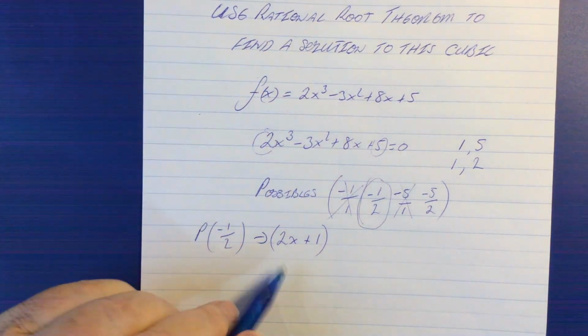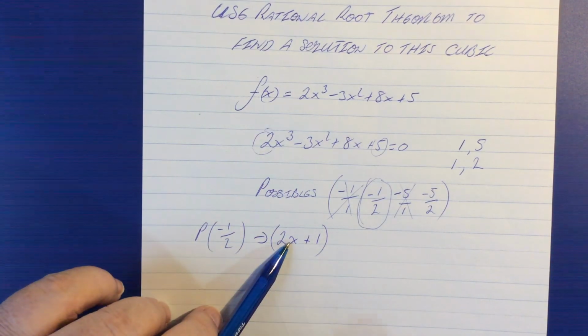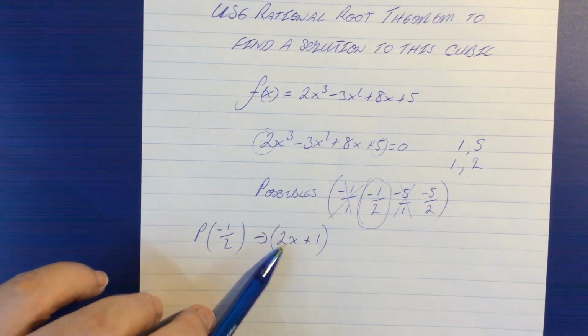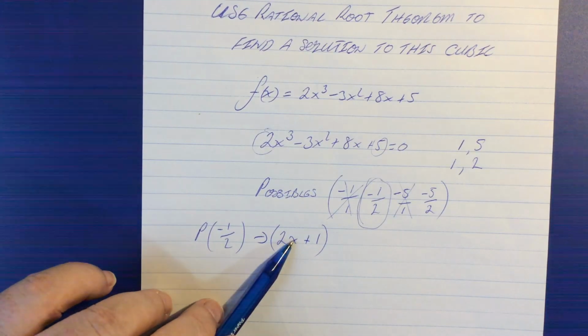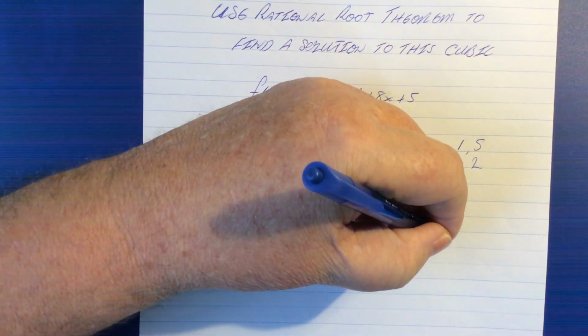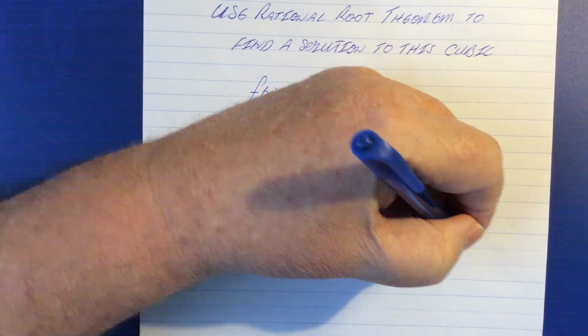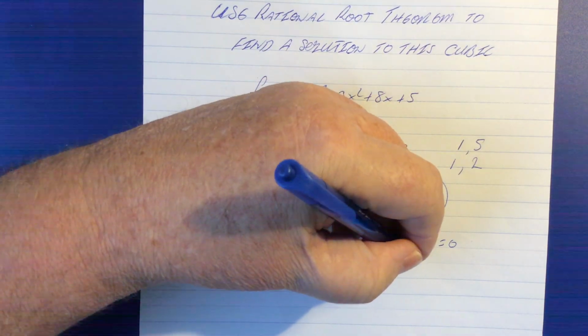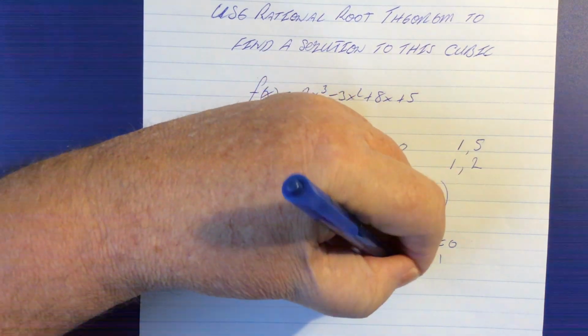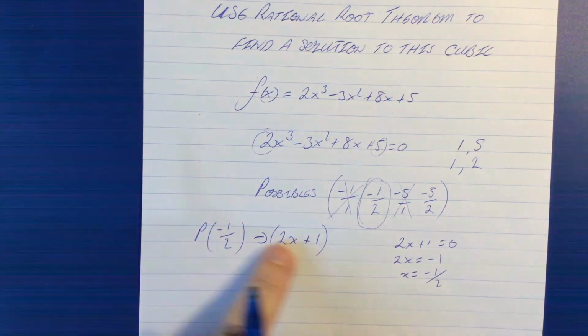Now, you're probably more used to going from here to here. So let's just explain how I got from here to here. It's easier if I work on this. If I say that 2x + 1 = 0, then 2x is going to equal -1, and x is going to equal -1/2. That's how I would get from there to there.